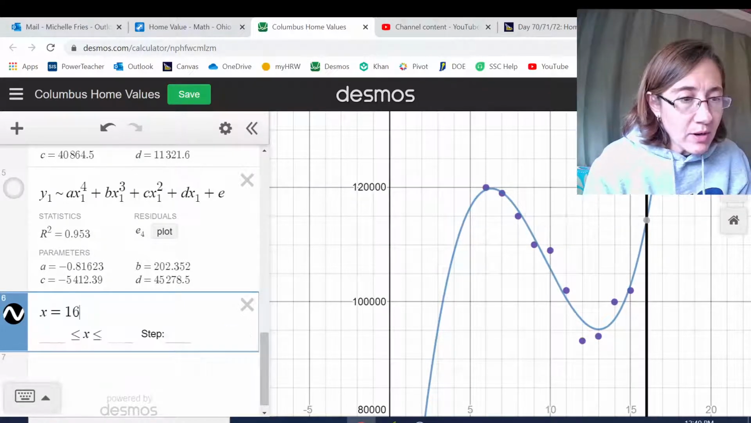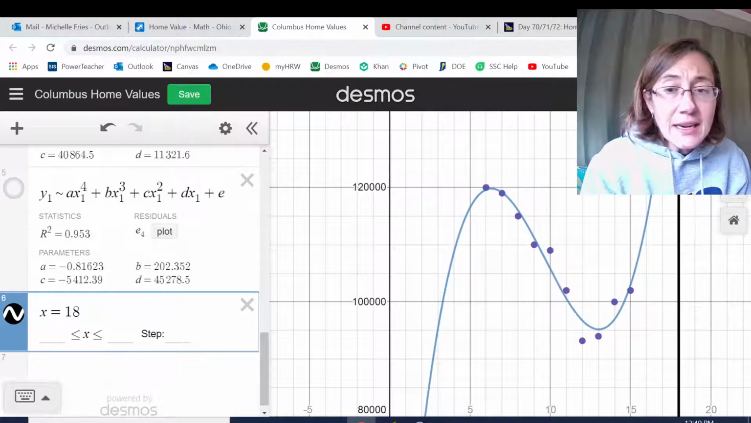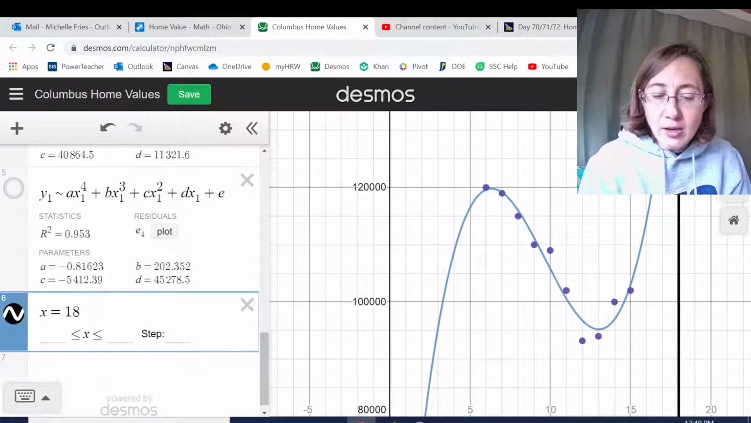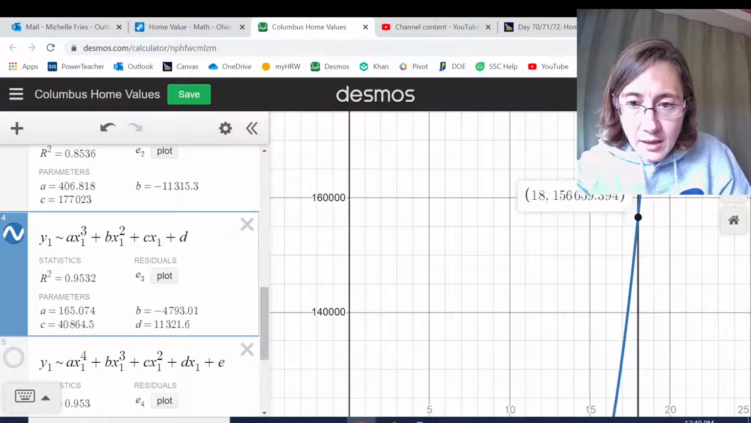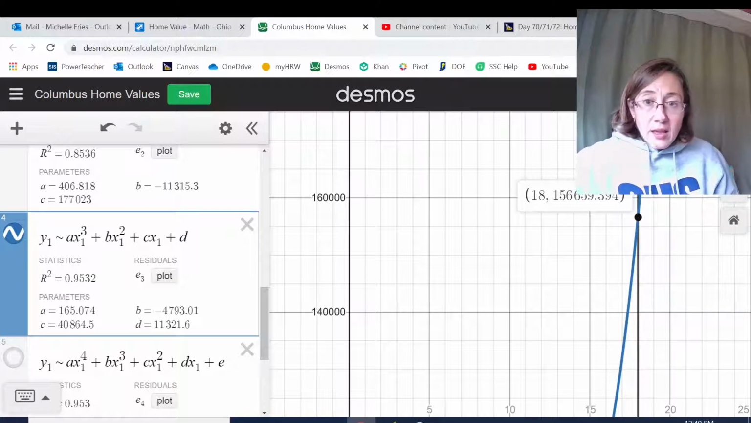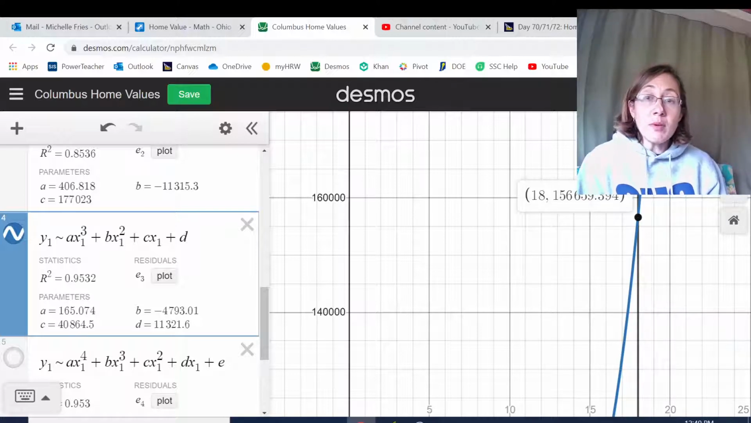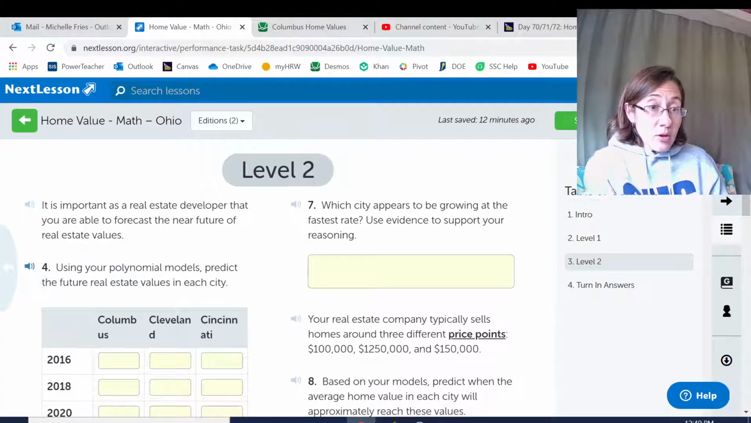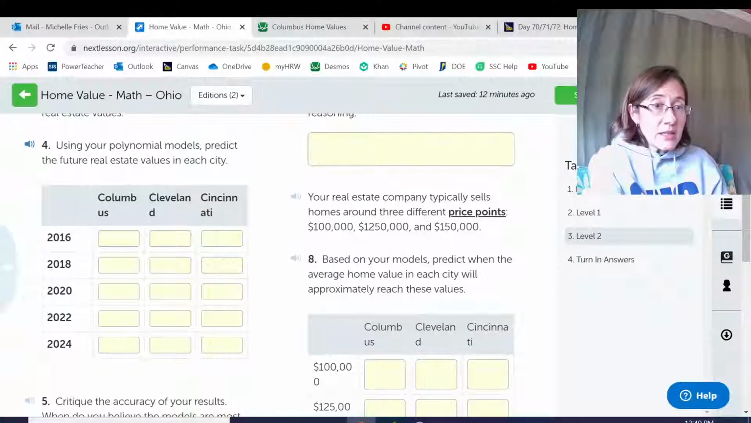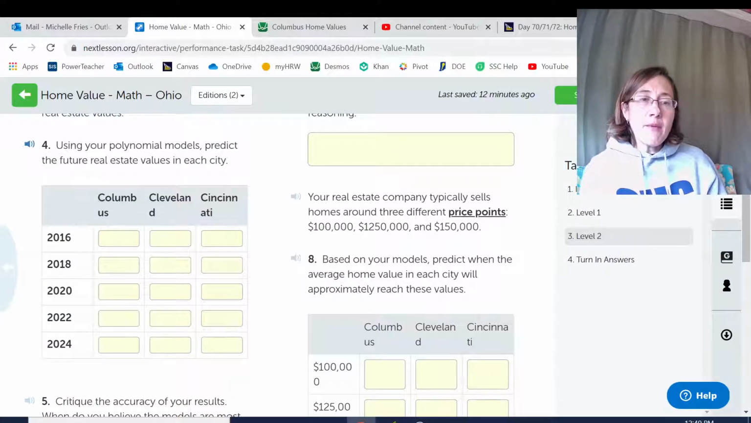So then if I want to predict the year 2018, I'll just change it to x equals 18 there, and there's my point. It looks like this model is suggesting the house prices would be $156,659 at that point. Now, is this a guarantee? No, this is a prediction based on a model, okay? So we're going to think about those questions as we go through this. So you're going to make predictions of the future values for each city.